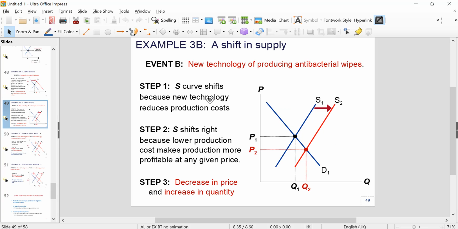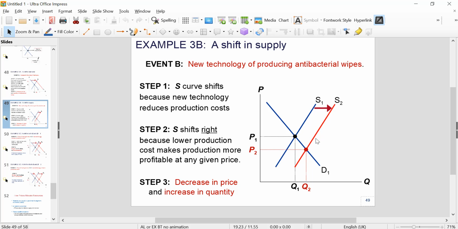Now let's look at another event. Event B is about technology. Let's say new technology is invented that helps the producers to reduce the cost of producing antibacterial wipes. Because of this technological innovation, there is a shift of the supply curve to the right. At the given prices now, more is supplied because it's cheaper to produce. So more will be produced and more will be supplied. So there will be a surplus.